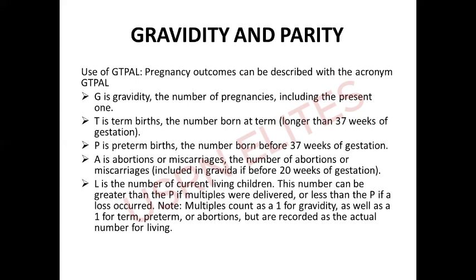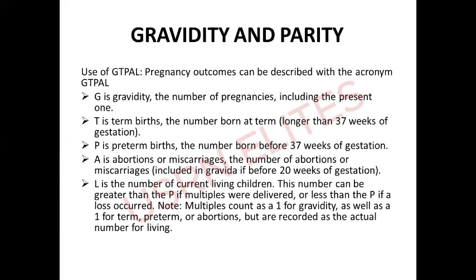If not, if you take the current pregnancy too, you might be confused or get a wrong figure for the gravidity. Gravidity stands for the number of pregnancies that an individual has had, including the present one. Parity is the number of deliveries that one has had, whether they are living or dead. So gravidity and parity, that is the meaning.